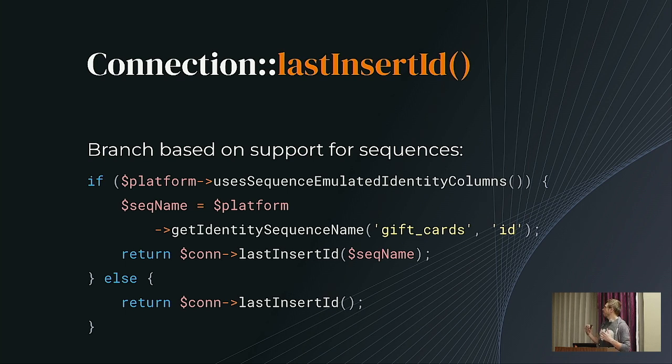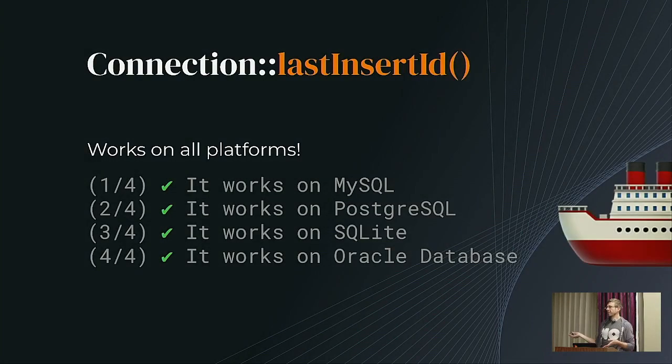There is really a non-straightforward path to the code like this, but essentially what it means is that you need to check if the platform uses sequences to emulate identity columns, and if it does, then you pass the sequence name. If it doesn't, it will work without the sequence name. So if you write your code this way, all your tests pass on all your supported platforms.